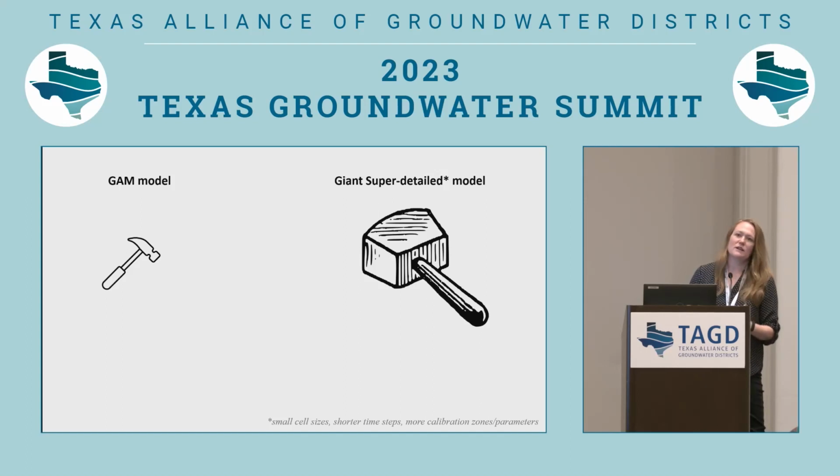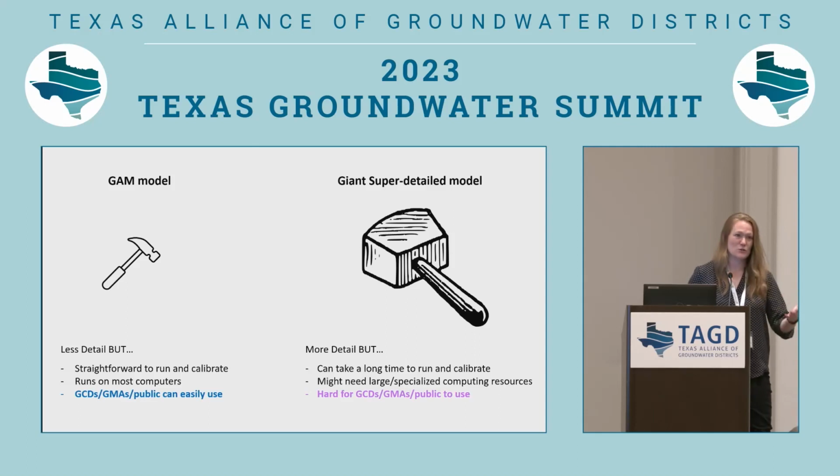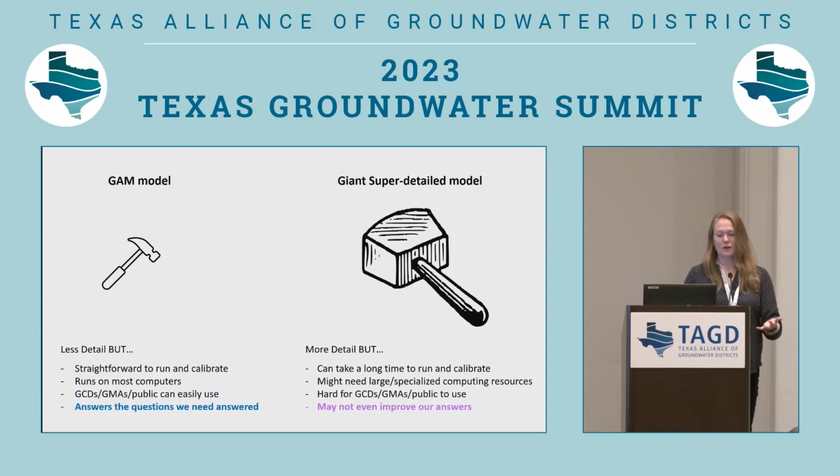And if you're thinking, this is 2023, we live in the future, what are you talking about computational limitations? Like, just add another core to your cluster, get time on a supercomputer, you don't have to simplify anything. So that brings us back to, we want these models to be useful and accessible. So our models are straightforward to run and calibrate and run on most computers. You don't need a supercomputer. That means districts and GMAs can use these as living, breathing tools. And as I mentioned, we know that we are focused on the questions that we need answered. We know our models can answer those questions. We can add in all that extra detail, but it may not actually improve our answers or help us any more than the normal one.